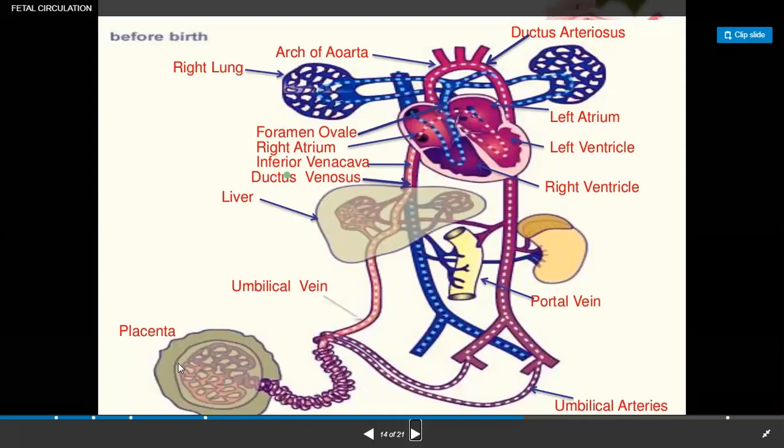And from the placenta it goes into the mother's circulation, and normal circulation takes place in the mother. But in between there are three shunts. The first is the ductus venosus. The second is the ductus arteriosus, and the third is the foramen ovale, which is between the right atrium and left atrium.